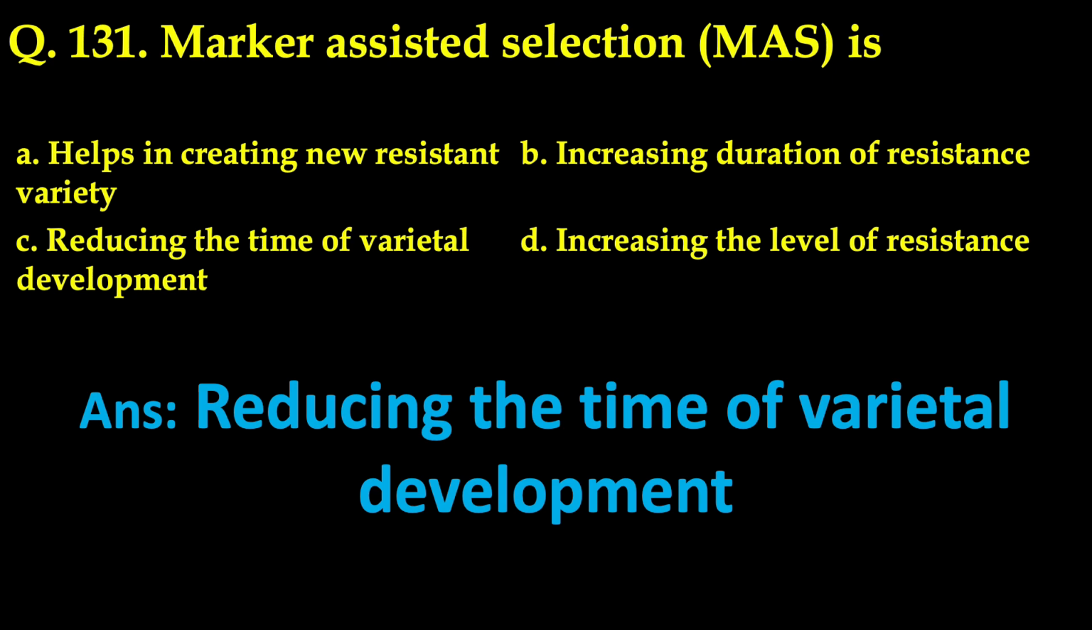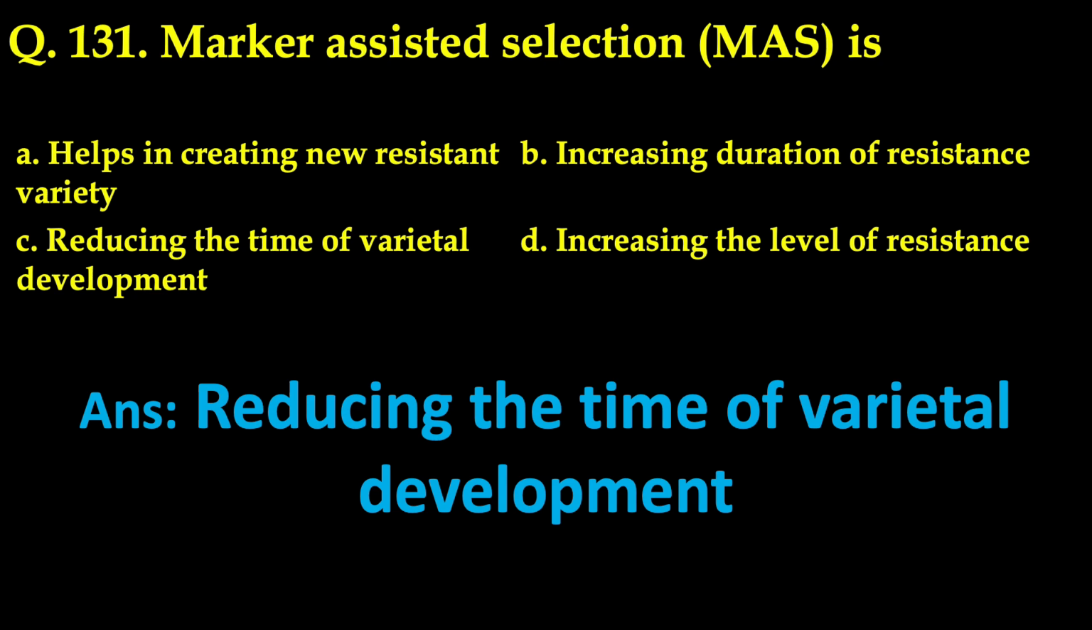There are two prerequisites for MAS. These are number one, a tight linkage between molecular marker and genes of interest, and second one is high heritability of the genes of interest. We have to remember that MAS is applicable for genetic improvement of the plant as well as animal. Especially in plant, it is equally applicable in both self-pollinated as well as cross-pollinated species.